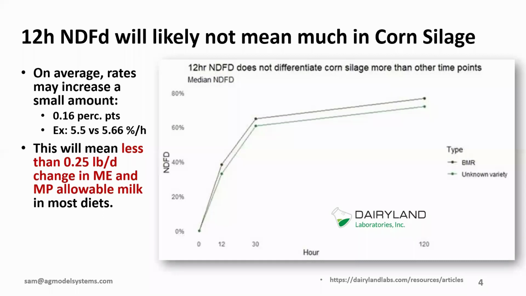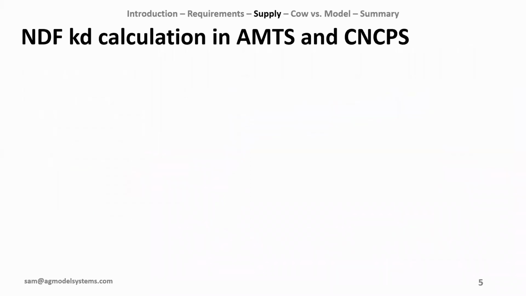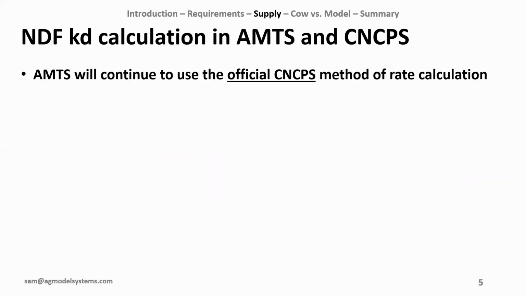I don't have a slide here for grass silage, but especially if you're looking at high quality grass silages, maybe European type grass silages, they are probably going to look a little bit more like alfalfa in terms of the value of that 12-hour time point versus corn silage. But overall, any inclusion of this 12-hour will help decrease the error in KD determination because we're using more information in our model.